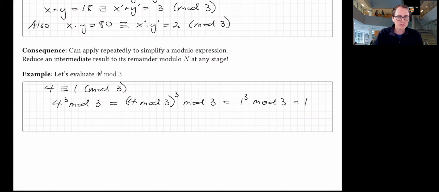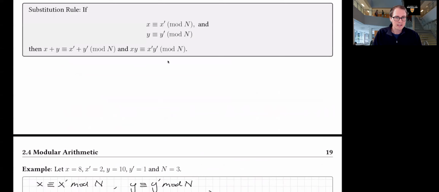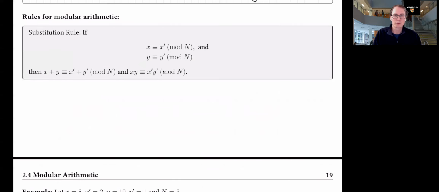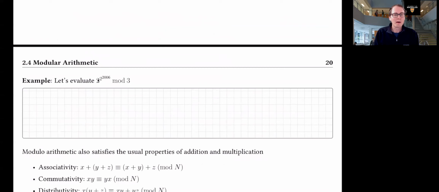And this is kind of useful because I didn't actually have to compute 4 cubed to be able to compute 4 cubed mod 3. Now, if you're not sure what happens here, basically what I did is 4 cubed is just like 4 times 4 times 4. So I just applied this multiplication rule 2 times. In the homework, you'll actually do exactly this as well, just to work it out for yourself. But let me show you a more interesting one.